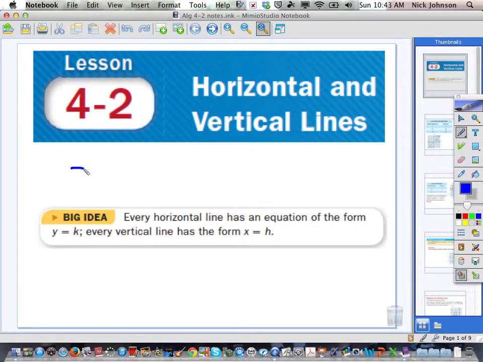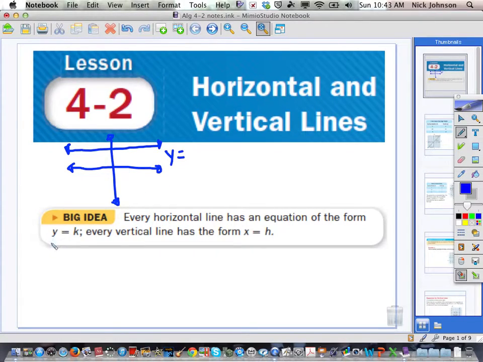A horizontal line is a line that goes through a coordinate plane. This is my x-axis and y-axis. But it goes from left to right. Horizontal means laying down, okay? Every single horizontal line starts with y equals k, or y equals.